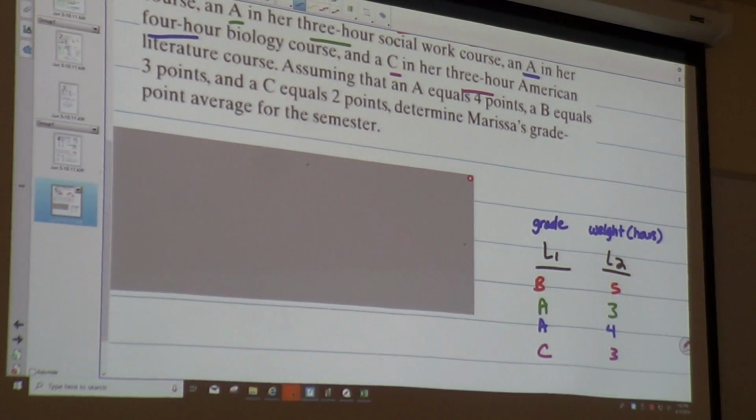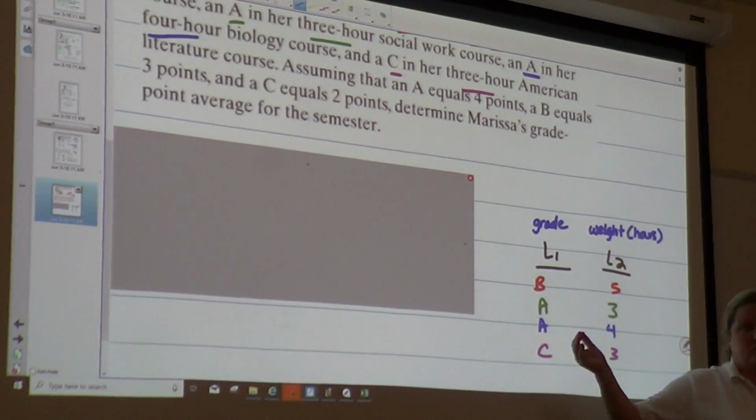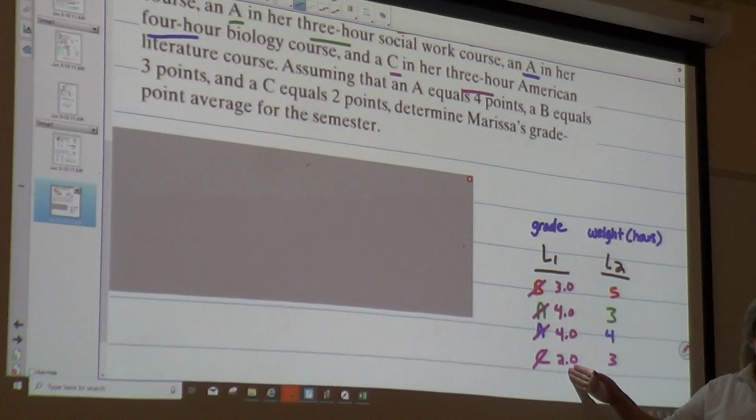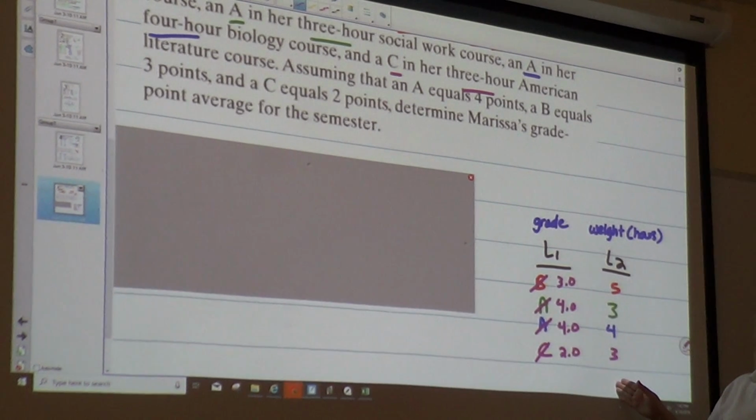Well, we can't deal with math with letters, so we have to turn those letters into numbers. So that A is going to become a 4.0. The other A is going to become a 4.0. This is going to become a 3.0. 2.0, if it was a D, it will become a 1.0. If it was an F, it will become a 0. This you're going to put in your L1. This you're going to put in your L2.